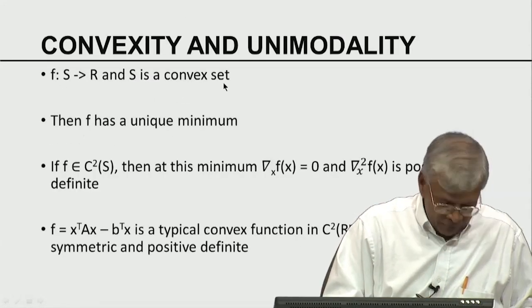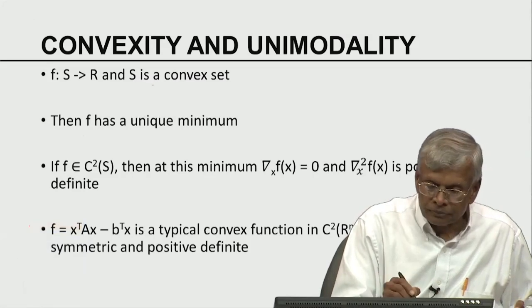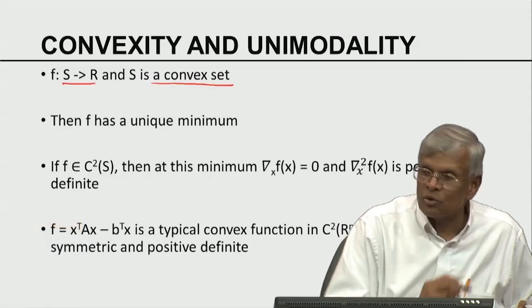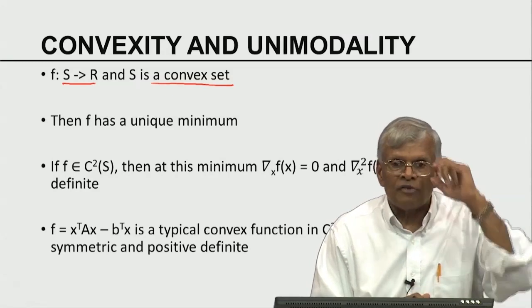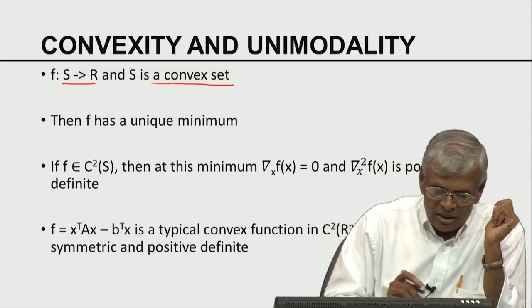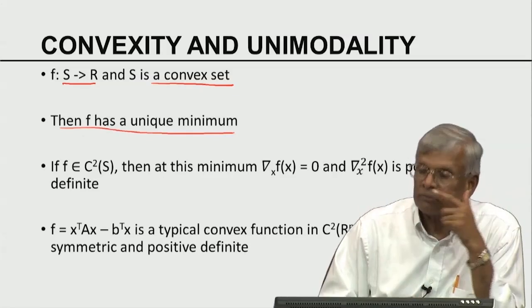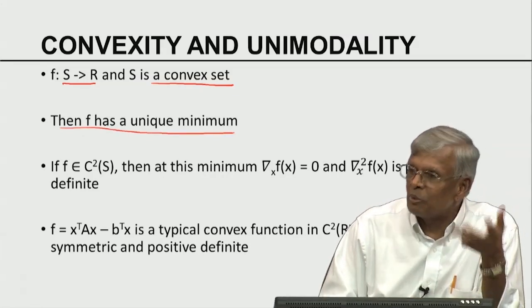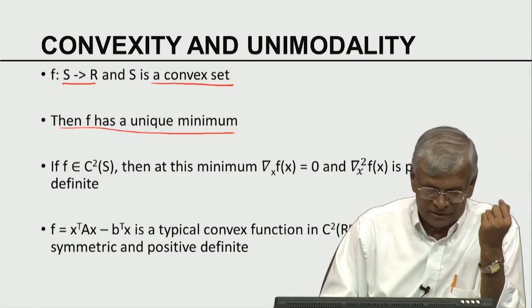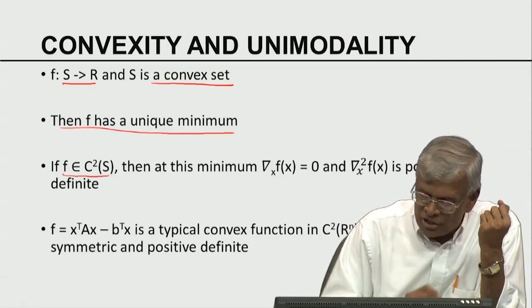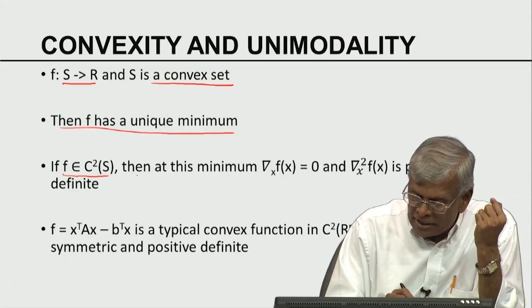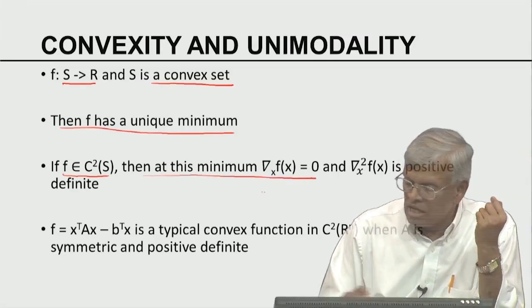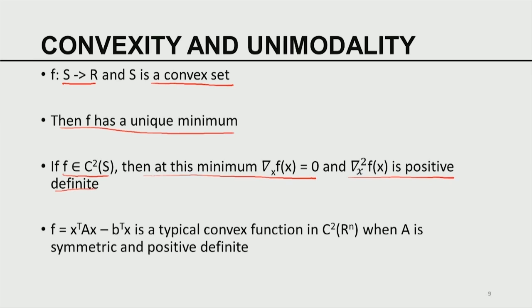Let S be a convex set. Let F be a function from S to R. So what does it mean? F is a real valued function defined over a convex set. Then F has a unique minimum. That's the theorem. I'm not going to prove this theorem. It's a theorem in convex analysis. If F is, on the other hand, in C2, then at the minimum, the first derivative is 0, and the second derivative is strictly positive definite. At the minimum, first derivative is 0 and second derivative strictly positive definite means what? That point is the minimum.